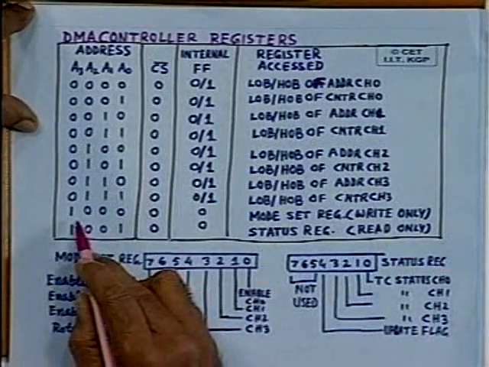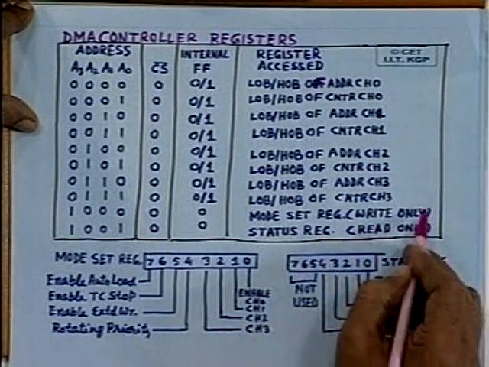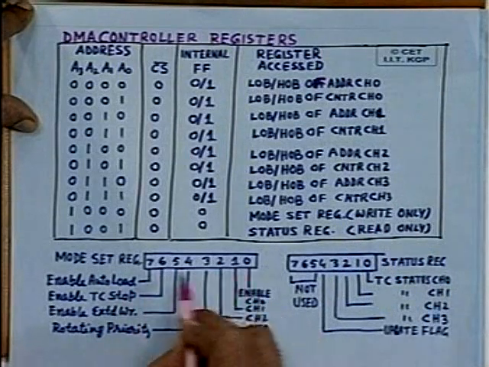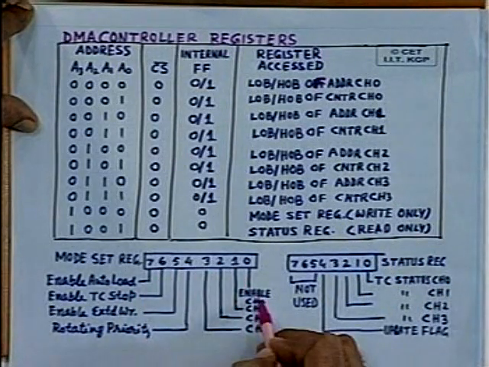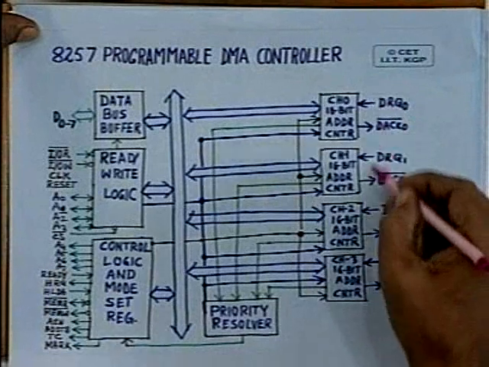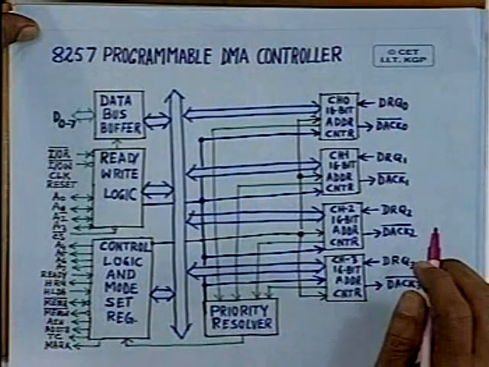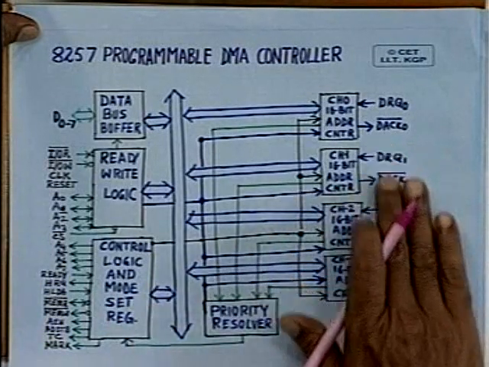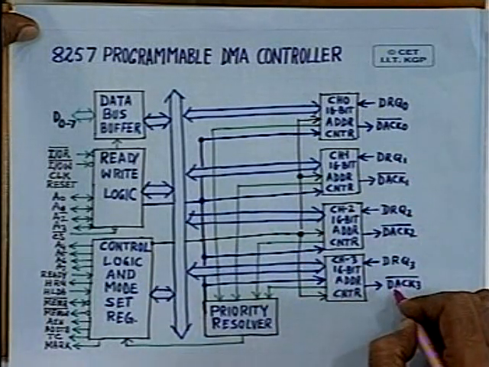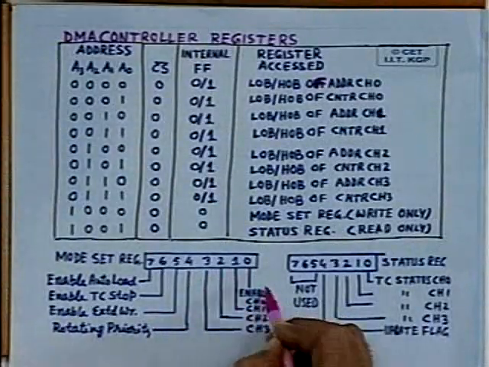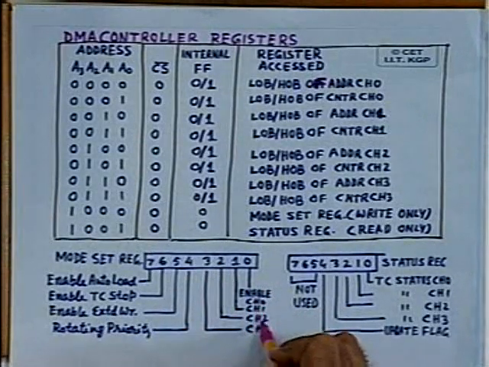And this mode set register, which is write only, has different bits. As you can see here, this is the content of the mode set register, and you can enable or disable various channels. Although you have four channels, it may not be necessary that all of them will be operational simultaneously. You may disable some of the channels if no devices are connected there. That can be done with the help of these four bits: enable channel 0, channel 1, channel 2 and channel 3.